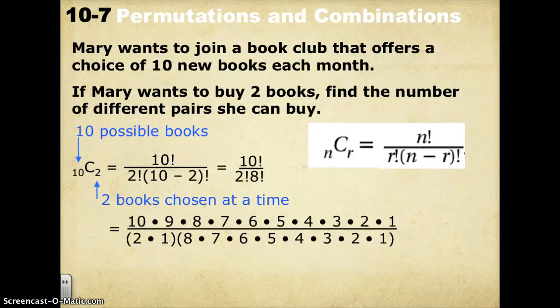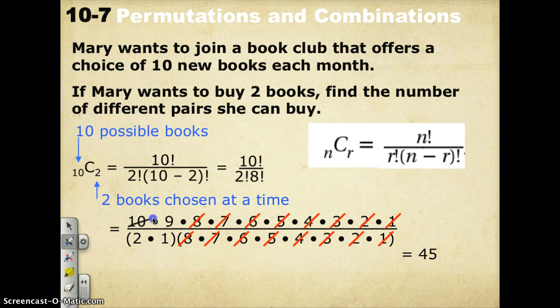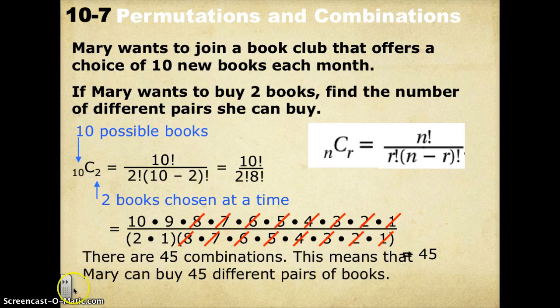Remember, everything's multiplied together here. So if we list these out, we'll be able to eliminate from 8 factorial all the way down. We can also continue to simplify with the 2 that we have in the denominator. So we could do 10 times 9 divided by 2, or we could simplify by saying 10 divided by 2 is 5, and 2 divided by 2 is 1, and that would give us 45 divided by 1. So there might be additional simplifying that needs to be done in combinations. So there are 45 combinations and different pairs of books that Mary could buy out of the 10 new books each month.